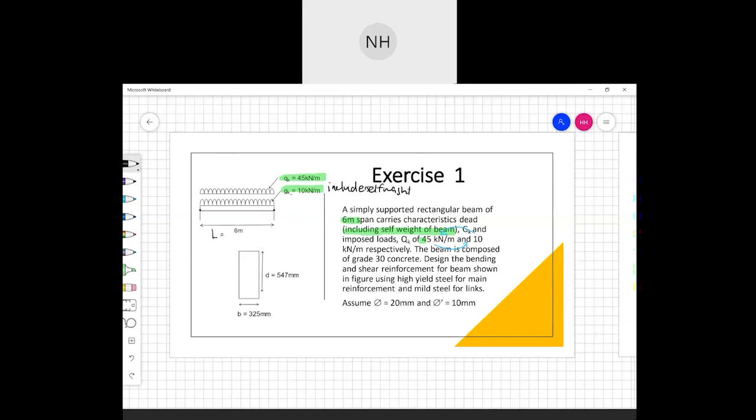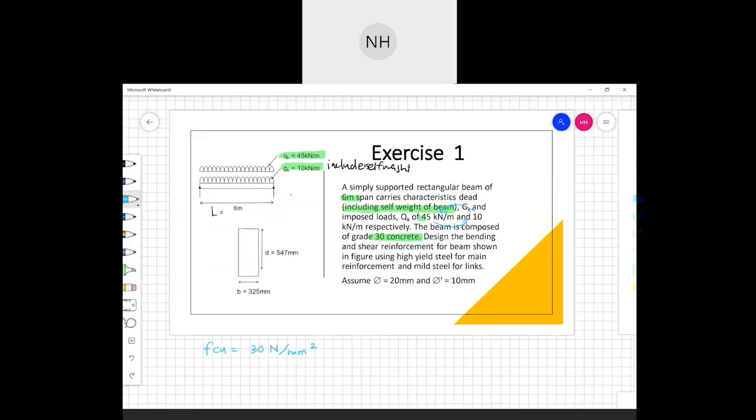Alright. And then the beam is composed of grade 30 concrete. So when it says grade 30 concrete, it means that FCU is equal to 30 Newton over mm square, since dia dah bagi grade 30 concrete. Okay, design the bending and shear reinforcement. So the question asks you to design bending and shear reinforcement for beam shown in figure using high yield steel for main reinforcement and mild steel for link.